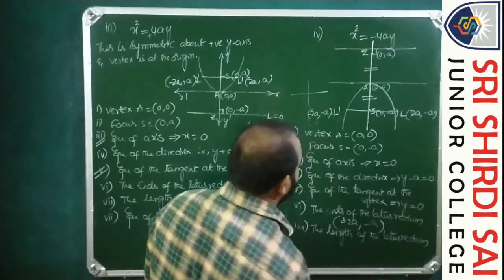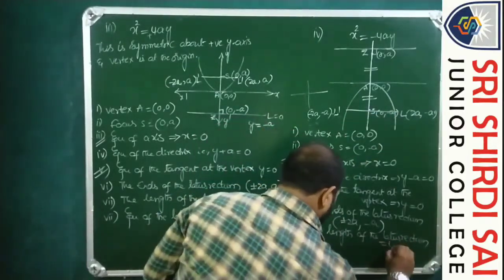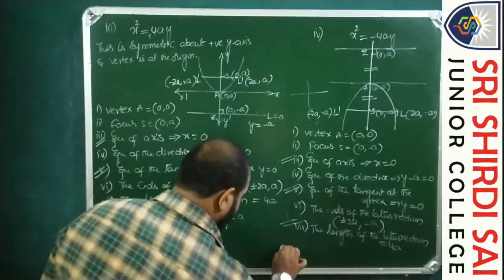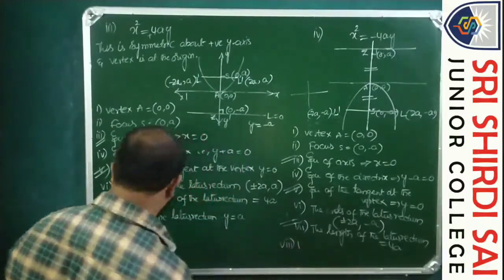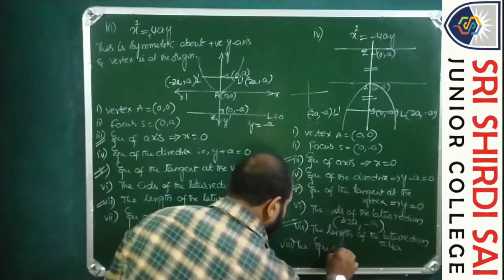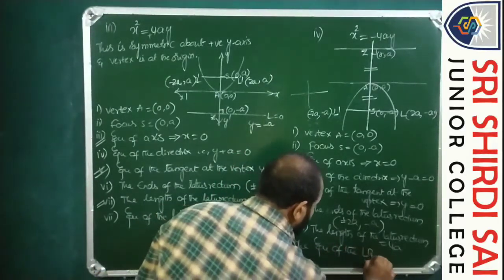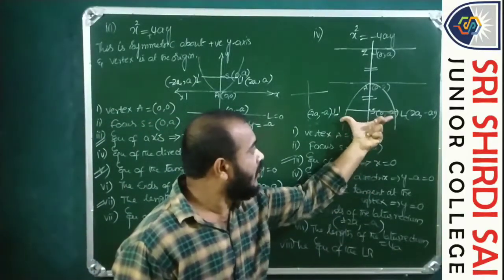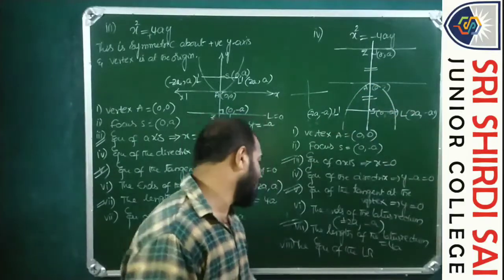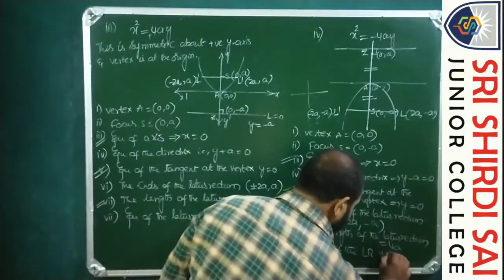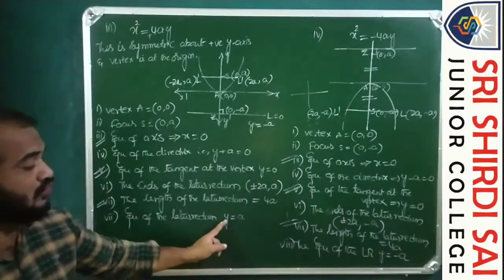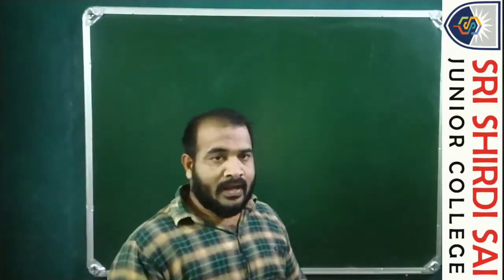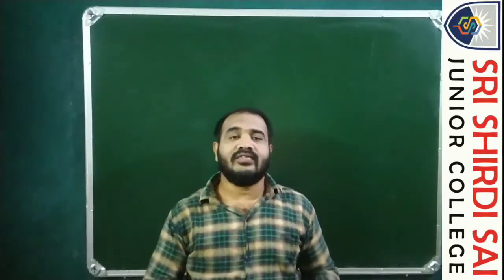This is 2a and this is 2a, so this is 4a. That means this and this are not going to be changed. And the final one is the equation of the latus rectum. So the equation of the latus rectum, that means this line is parallel to the x-axis. Y is equal to something. So y is equal to minus a here, and here it is y equal to plus a. So these are all the parabolas in their standard form or simplest form.